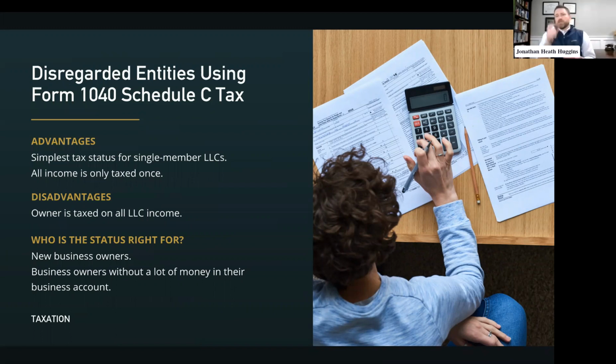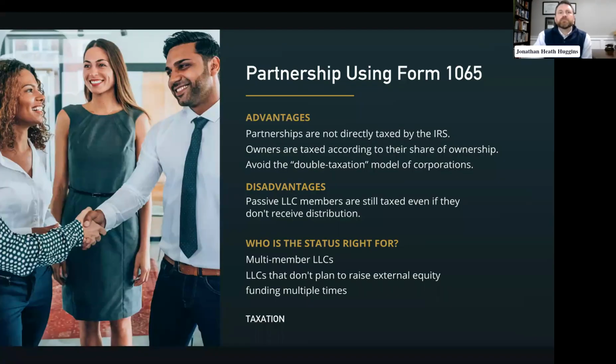And this is good if you're a new startup baby business. Or also, if a business is very simple and you don't have a lot of money in the bank accounts, these are good to operate as that.